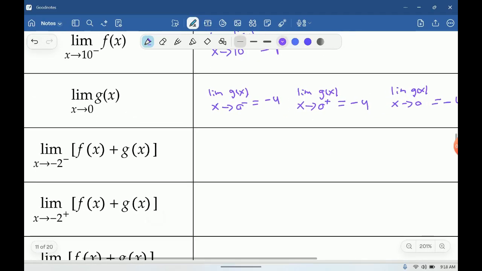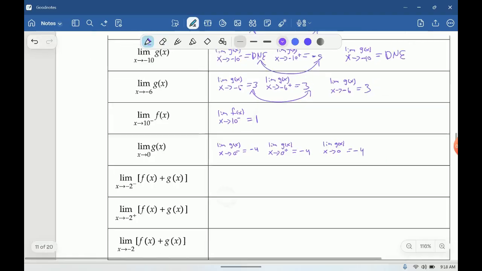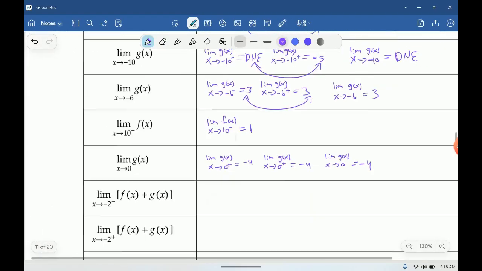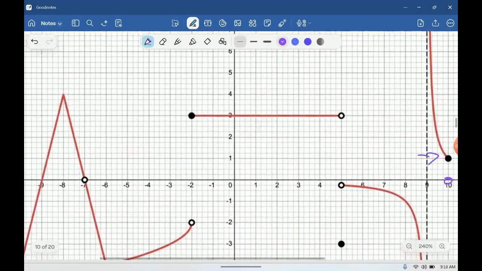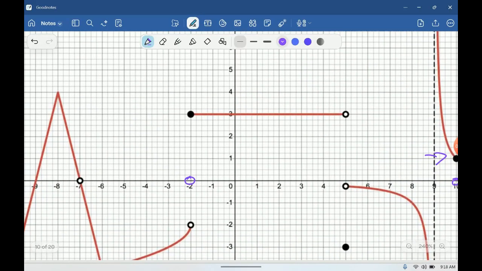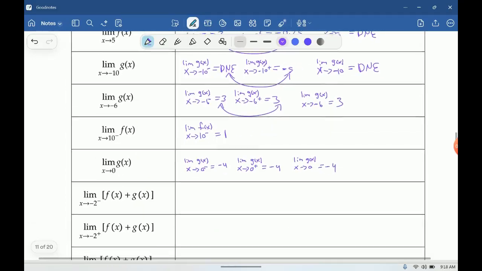Our next question asks us to find the limit of f of x plus g of x as they both approach -2 from the left. So we're going to go to both graphs and find -2. We're going to start at the f of x. We have -2 here, and we're only going to care about the left side, which is going to be this side, and we can see that it meets it at -2. Y equals -2. We're going to write that down.